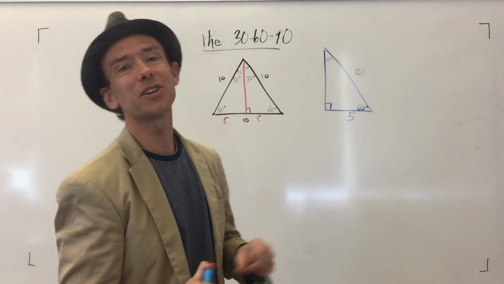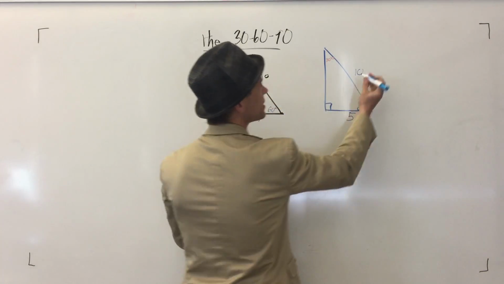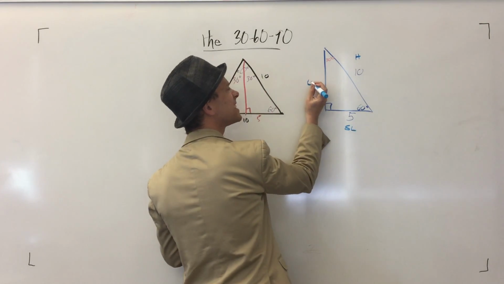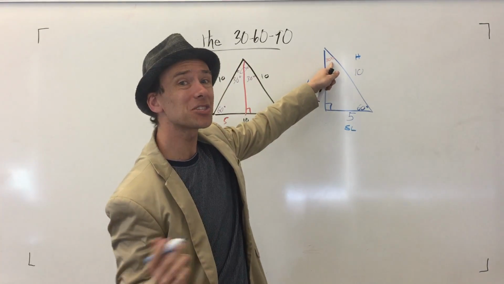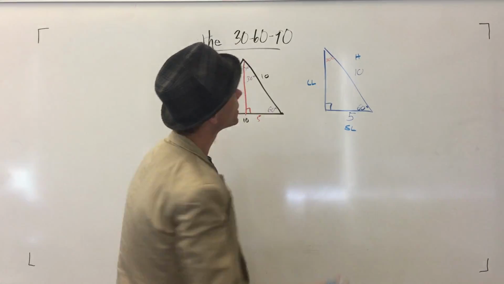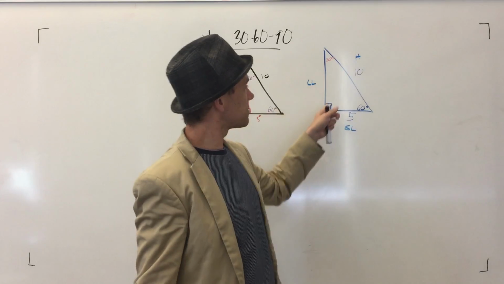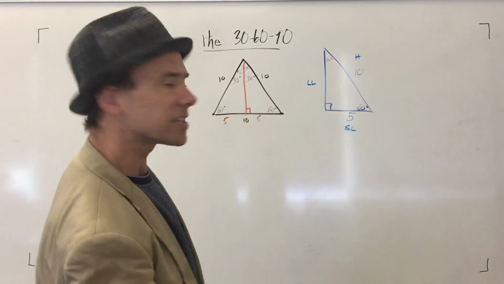It's going to be important for us to try to figure out, initially when we look at this shape, to identify the hypotenuse. This is going to be called the short leg, and this is the long leg. Now the short leg is always going to be opposite the smallest angle. Smallest angle, smallest leg. So it's opposite the 30, the long leg's opposite the 60, and the hypotenuse is opposite the 90.